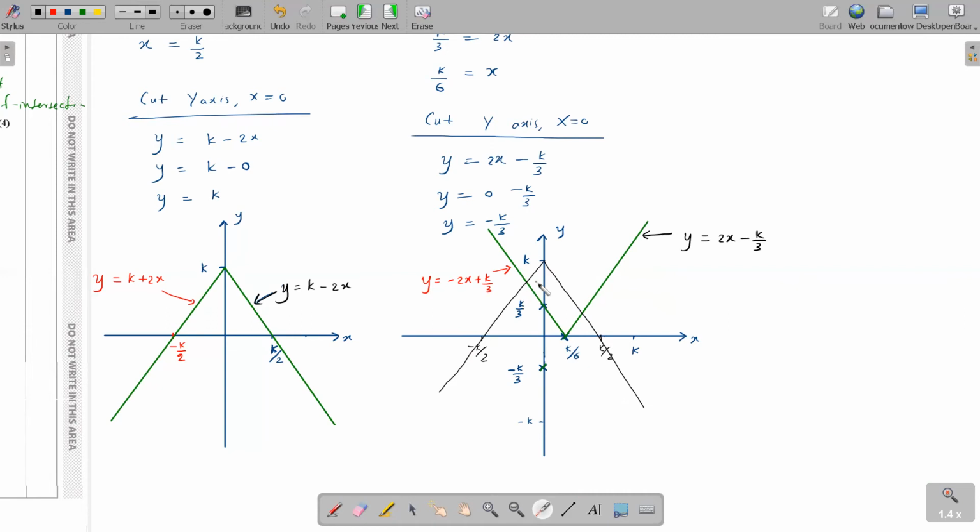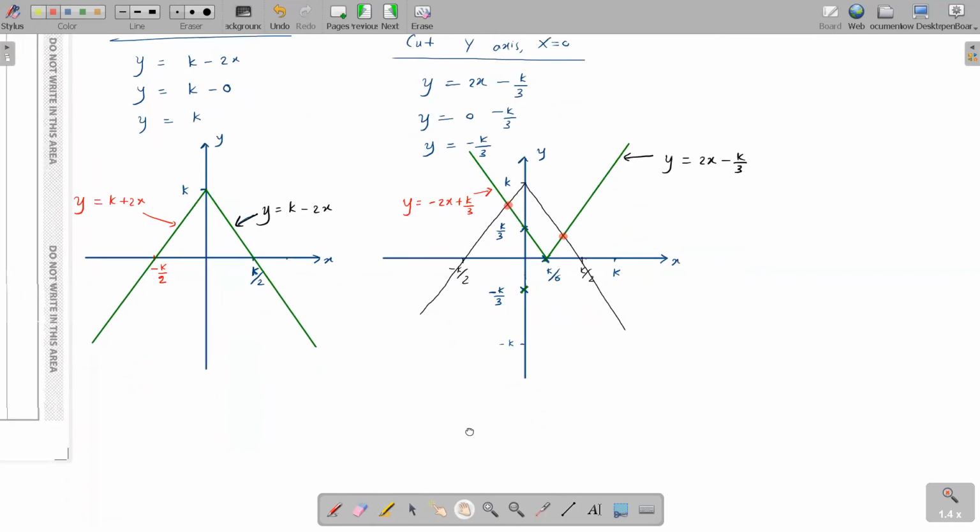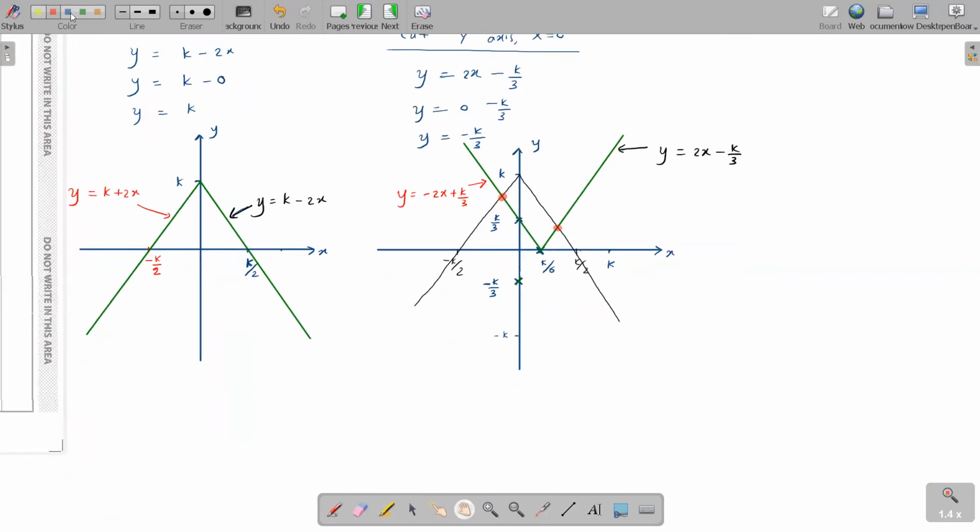So when you draw this graph on top of this, you can very clearly see the cutting points. There are clearly two cutting points. To get each cutting point, you need to solve the respective pair of lines. The first solution is obtained by solving y equals minus 2x plus k over 3 along with what? What is the other line? The other line is y equals k plus 2x.